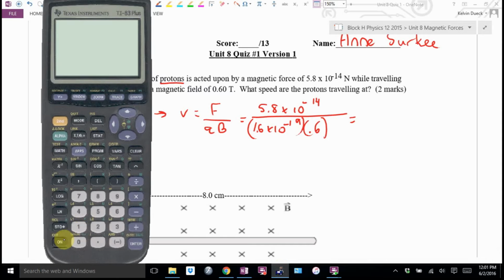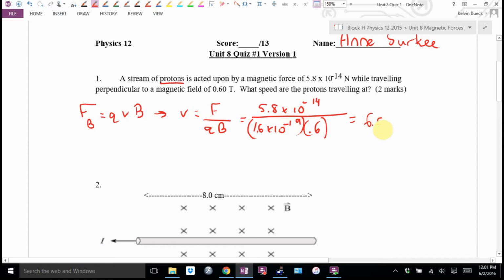Come here. 5.8 times 10 to the negative 14 divided by 1.6 times 10 to the negative 19 times 0.6. You get 6.04 times 10 to the 1, 2, 3, 4, 5? So 2 out of 2 if you got that. Otherwise, I would probably go half mark if I saw that, half mark if I saw that, half mark for the numbers, and a half mark for the answer.